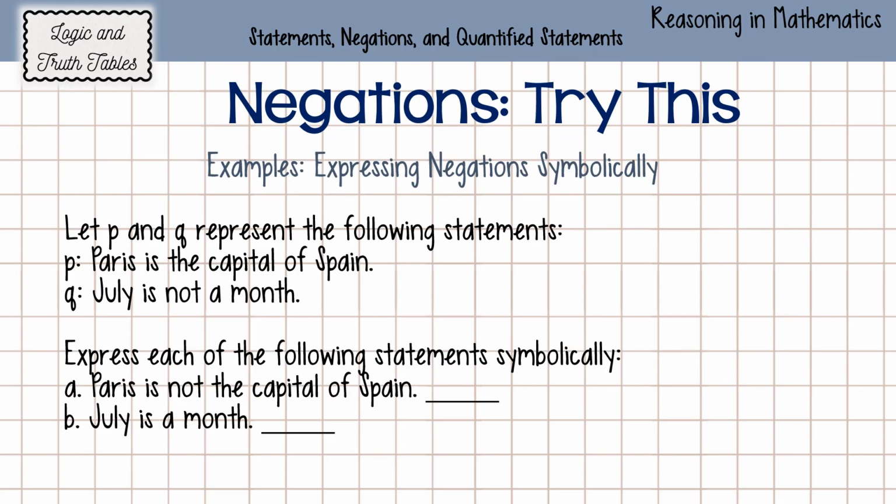Negations, try this. Examples expressing negations symbolically. Let P and Q represent the following statements. P is Paris is the capital of Spain. Let's do part A. Express each of the following statements symbolically. So look at P. Paris is the capital of Spain. And down here for A, it says Paris is not the capital of Spain. So that is not P. Q, July is not a month. But if we look down at part B, it says July is a month. So that is the opposite. So that is not Q.